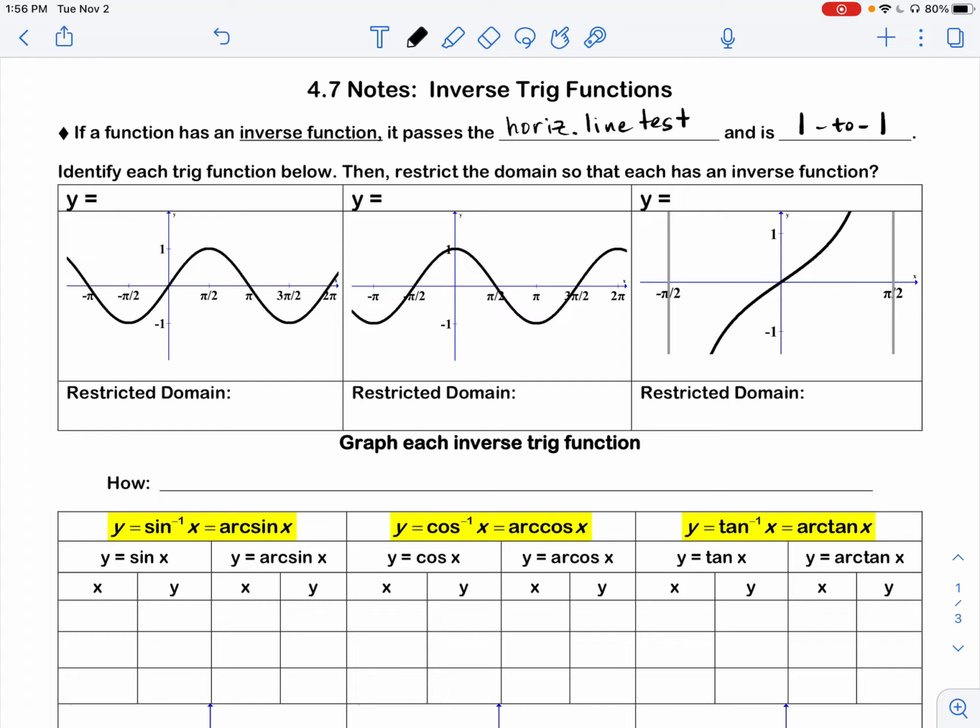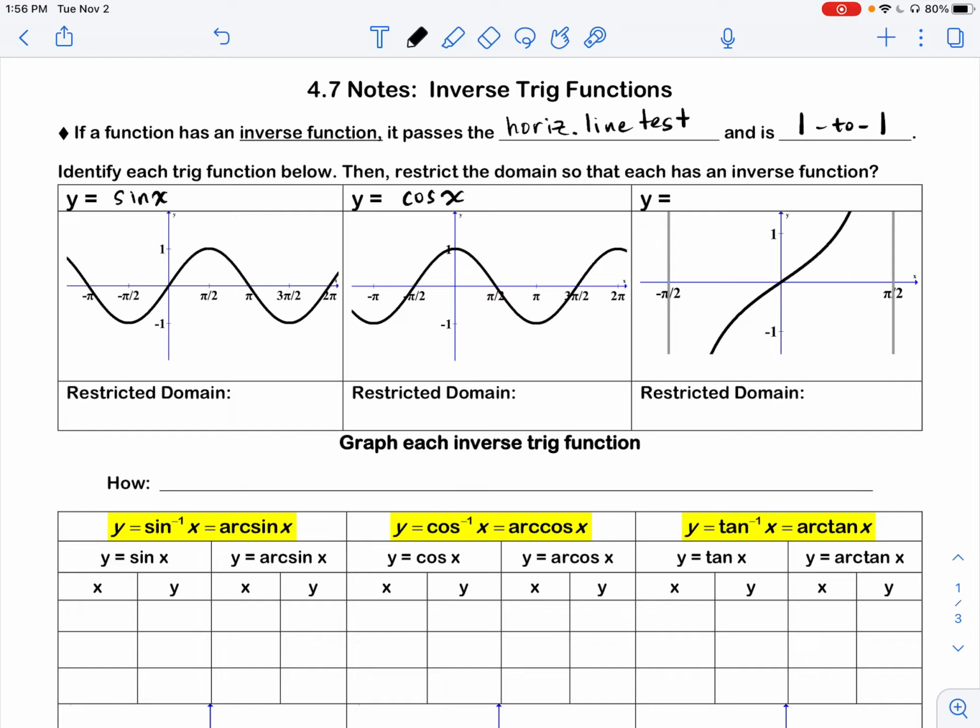So let's look at a couple of trigonometric functions here below. I've got three graphed right in front of you. Take a moment, make sure you can identify which is which. This first function here we see is the sine function. The next one would be cosine of x. And the final one here would be the tangent of x.